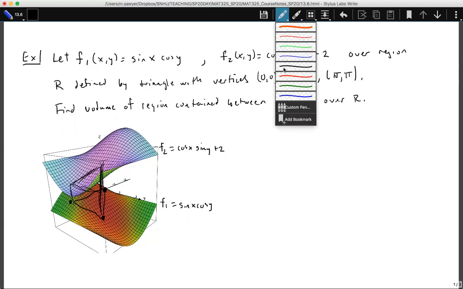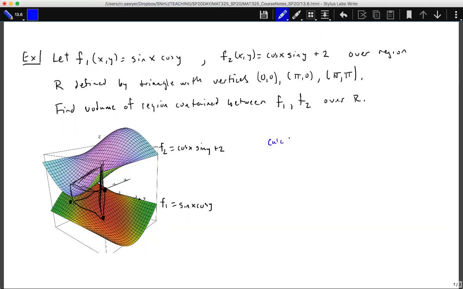So recall back in Calc 1, we looked at the integral of the function of the upper curve minus the function of the lower curve dx on the interval a to b. So here we do the same sort of thing. We look at the double integral over the region, where we take the upper curve minus the lower curve times dA.